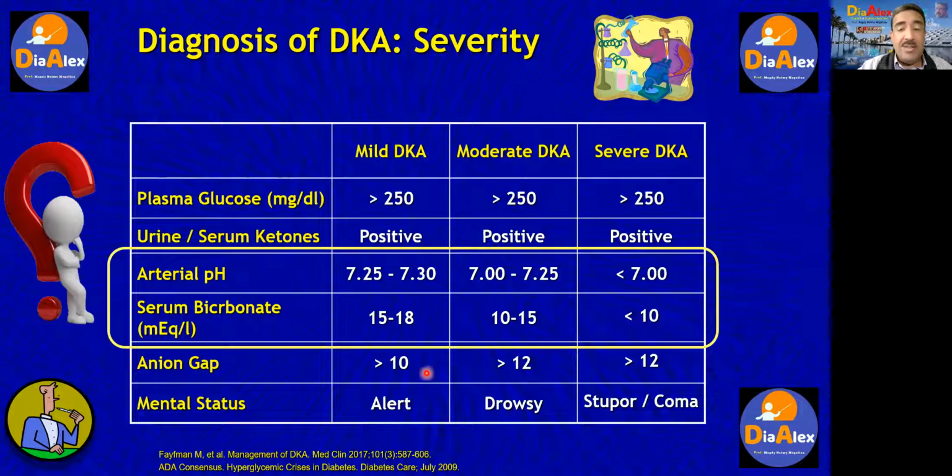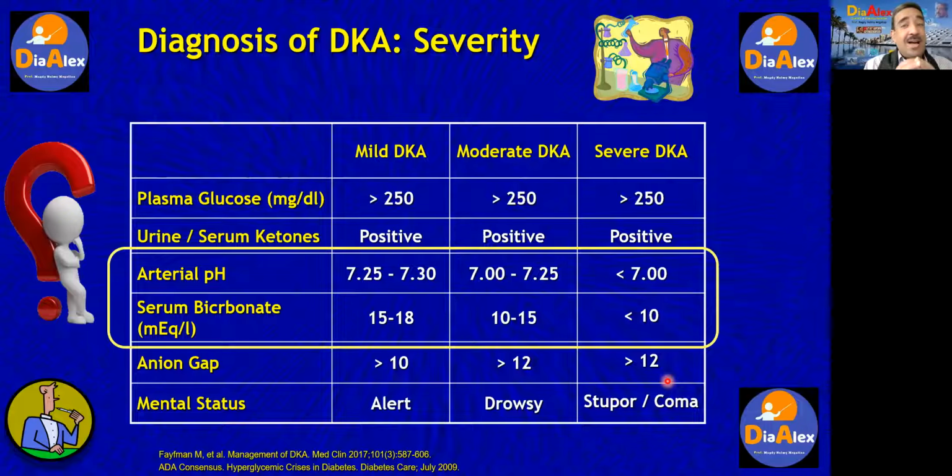Anion gap in mild DKA is just above 10, but when the anion gap exceeds 12, we are talking about moderate or severe DKA. And lastly, the degree of acidosis reflects on the degree of consciousness. A patient with mild DKA, you will see the patient pretty alert. A patient with moderate DKA is usually drowsy. A patient with severe DKA, usually the patient is comatose.